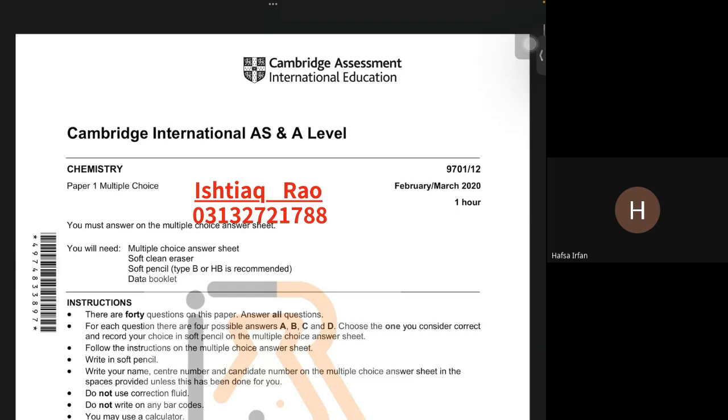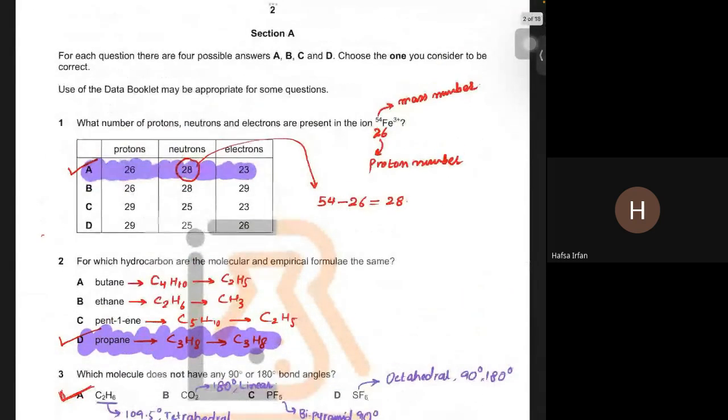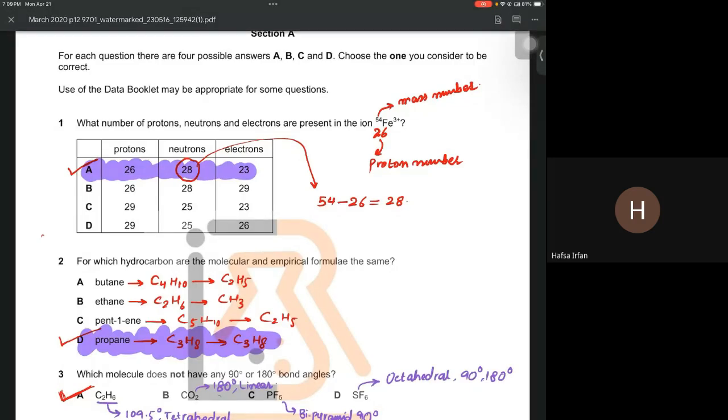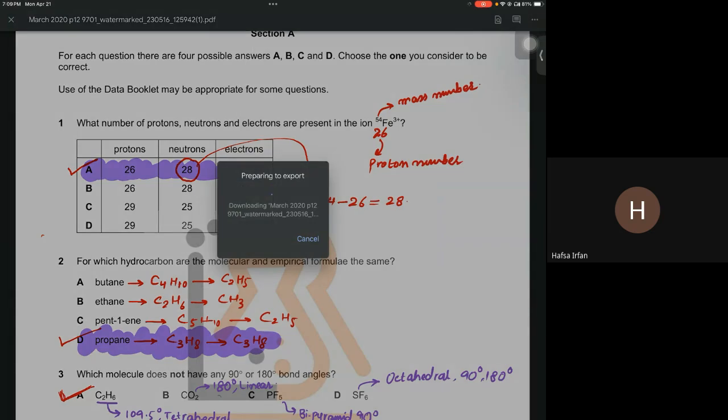Okay, so this is the Feb/March 2020 paper 1-2. Question number 1: use of the data booklet may be appropriate for some questions. So what number of protons, neutrons, and electrons are present in the ion Fe3+?